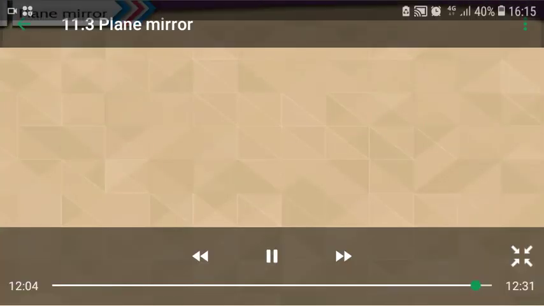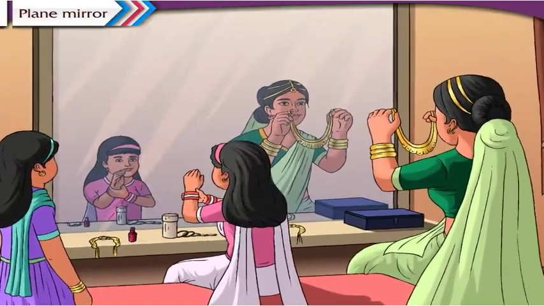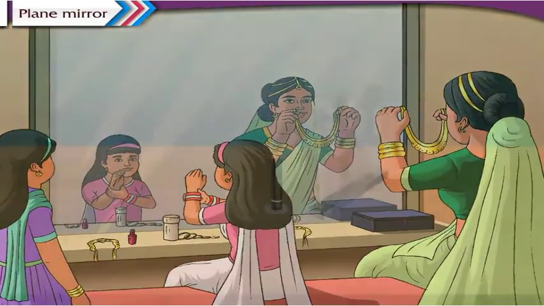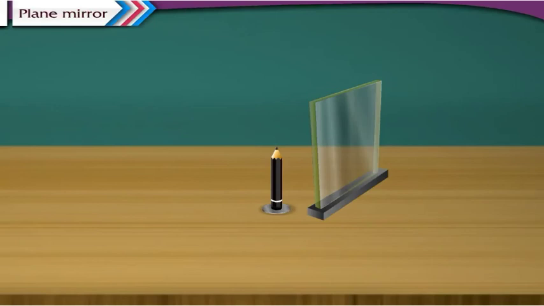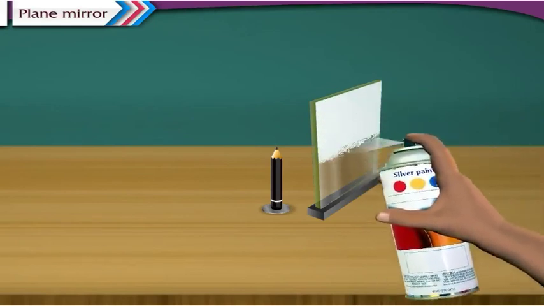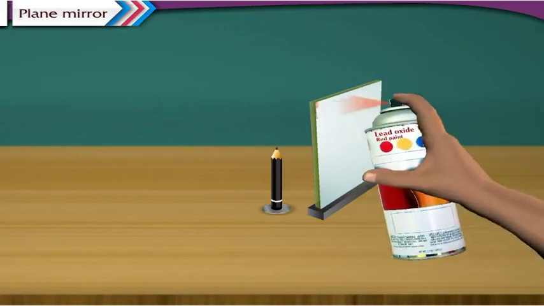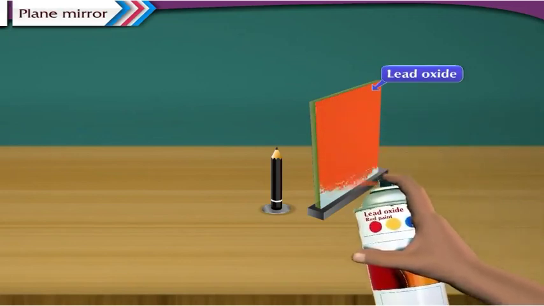Plane mirror. Plane mirrors are used in various activities in our daily life. A mirror is made by coating the back surface of a flat and smooth glass piece with a thin reflecting film of aluminium or silver. To protect this reflecting film and to make that side opaque, another coat of a substance like lead oxide is given over it.